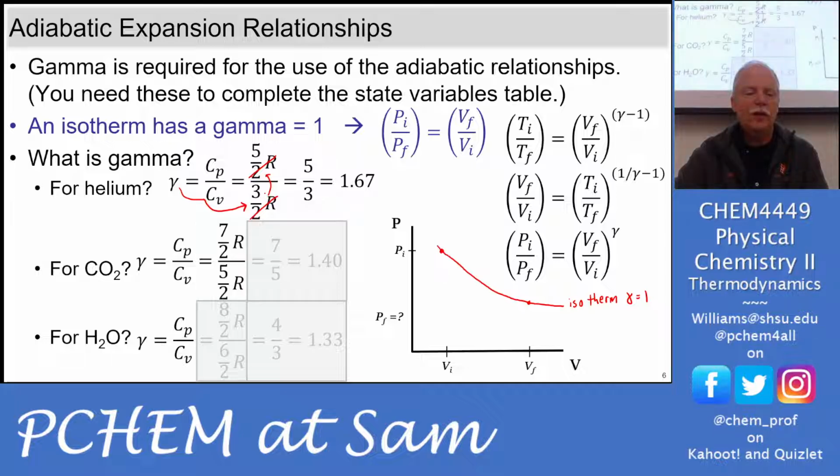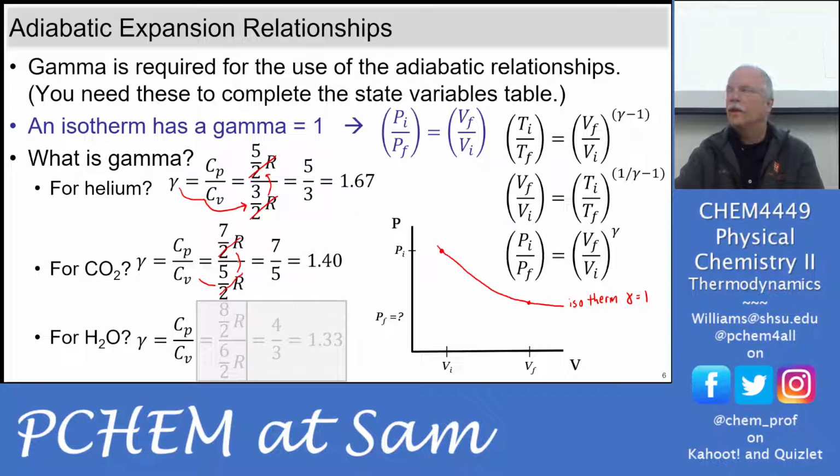Okay, for a linear molecule like CO2, we do CV first. So we have translation and rotation. It's a linear rotation, so we only have 2 halves for the 2 degrees of freedom of rotation because it's a linear molecule. So we end up with 5 halves. Then we add another 2, so we have 7 halves. The half R's cancel, and we end up with 7/5. So that's the gamma for CO2.